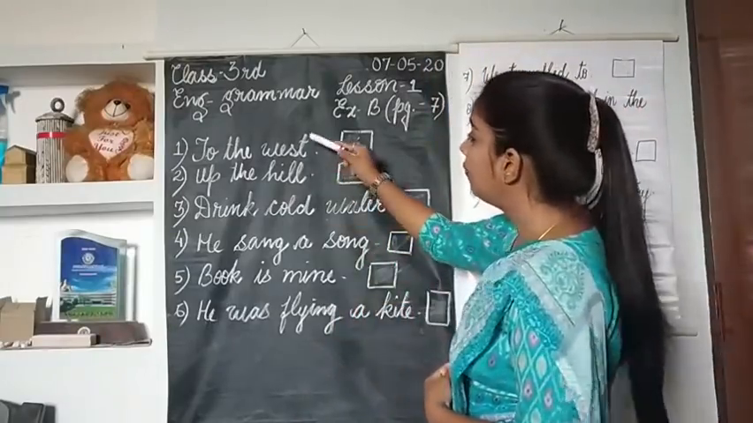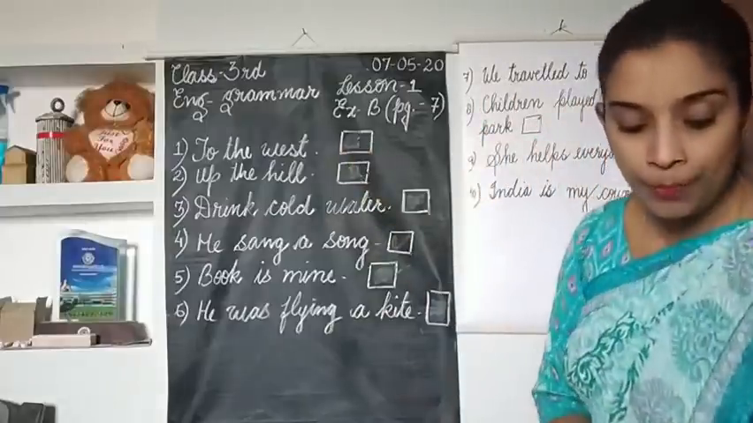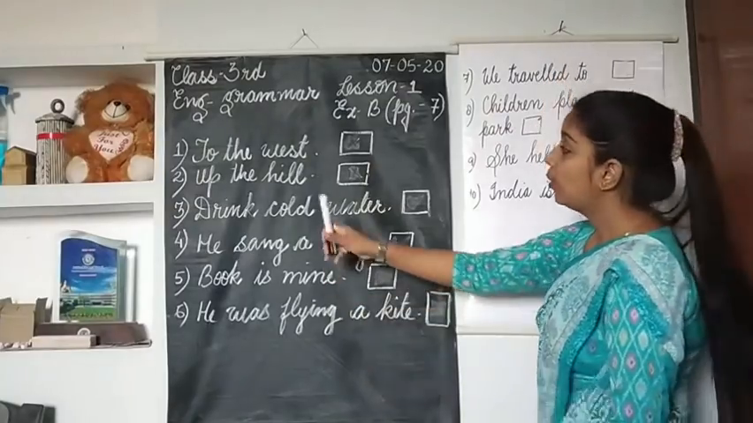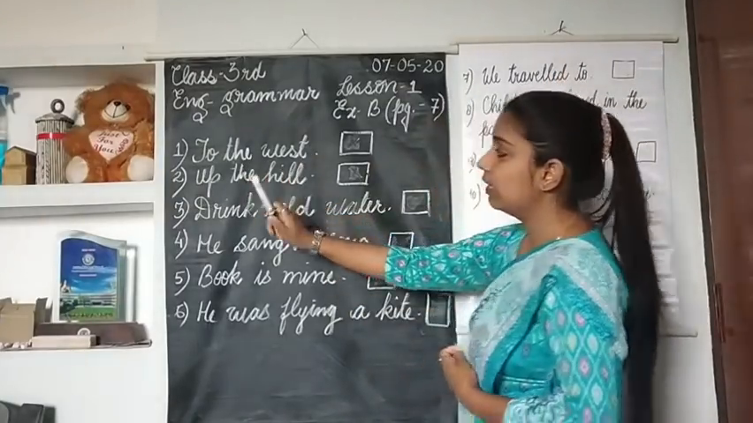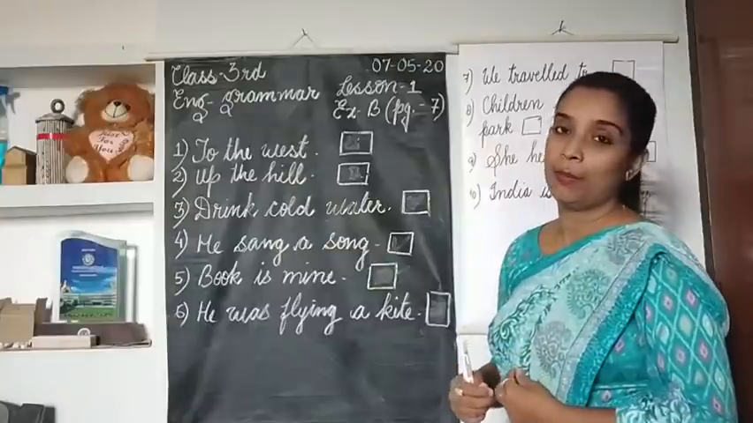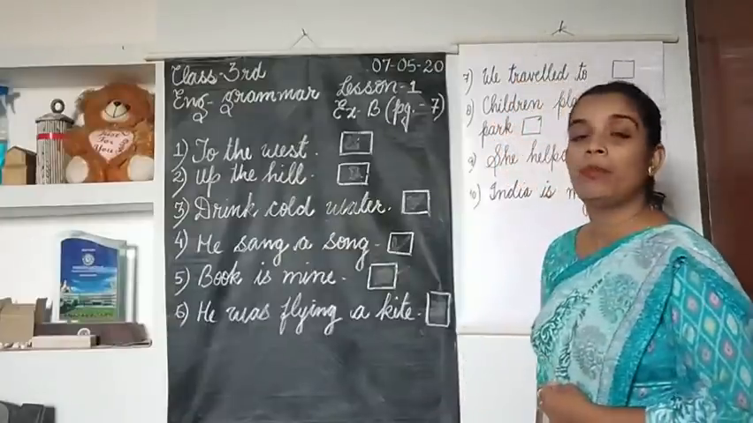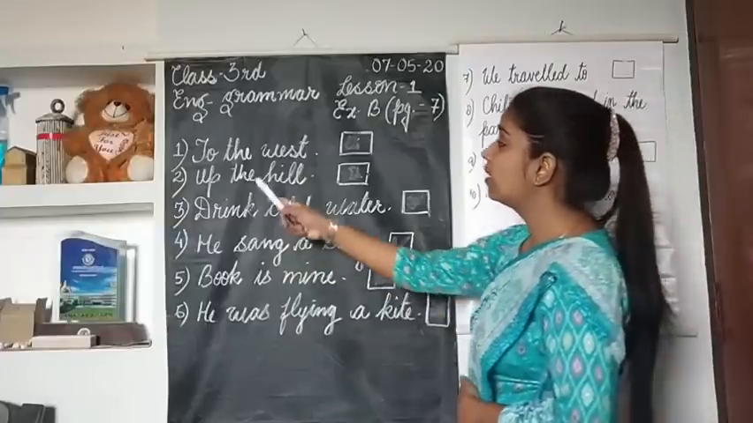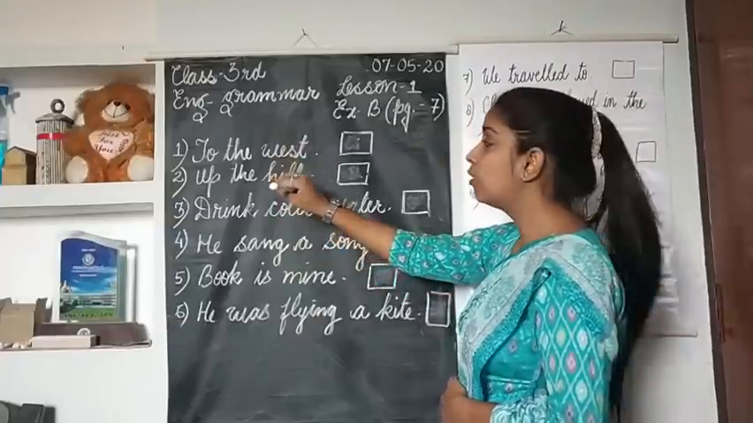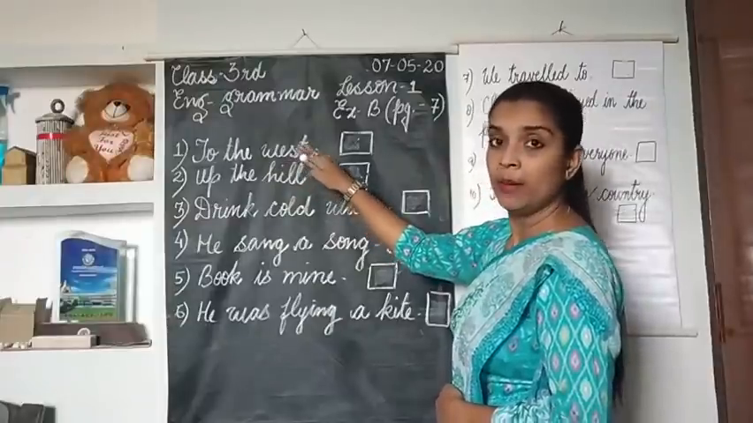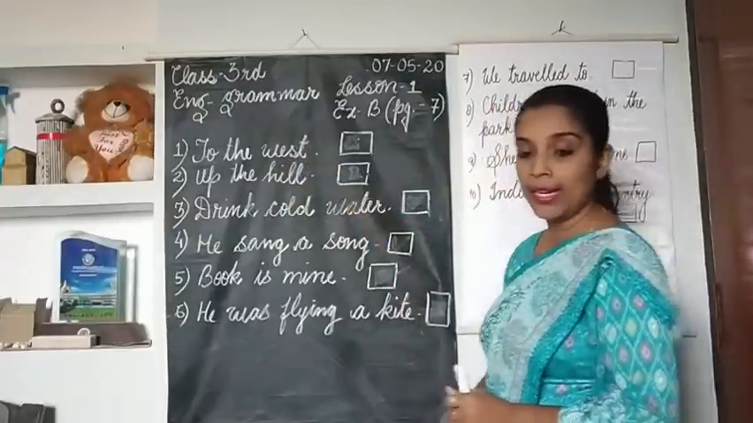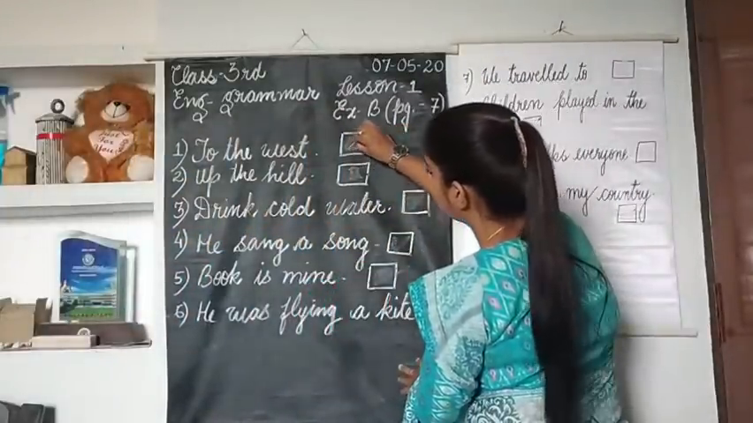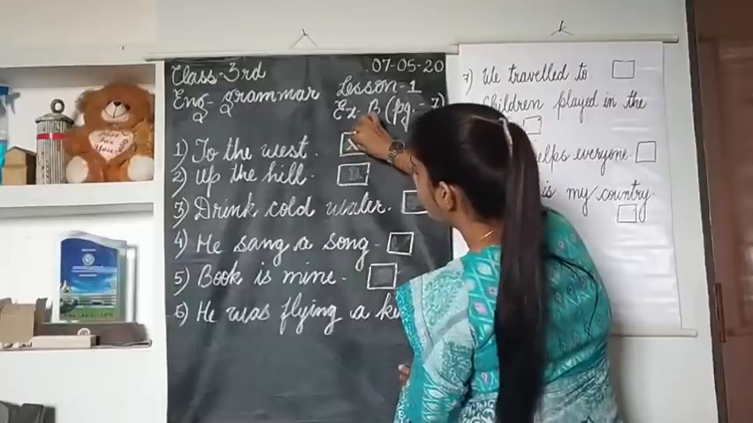Now, we will start with the very first group of words, that is "to the west." Now see children, this group of words does not have any subject, and we cannot find any predicate also. It does not make any sense, it's not giving any meaning. It's an incomplete sentence. So you can put a cross here. It's not a sentence.